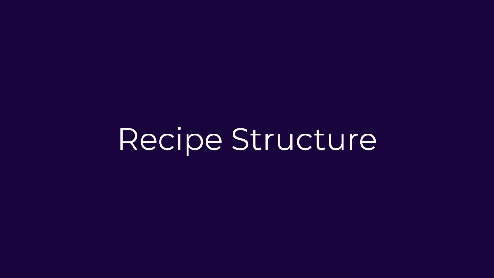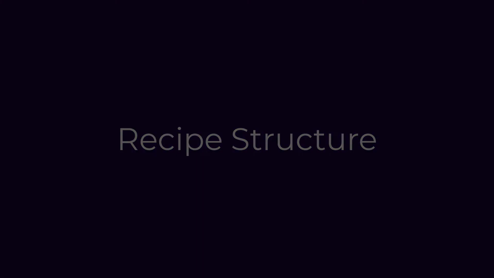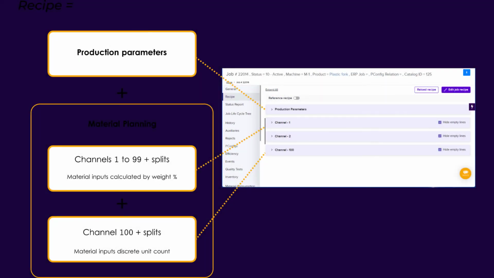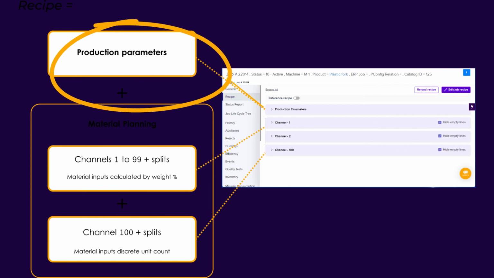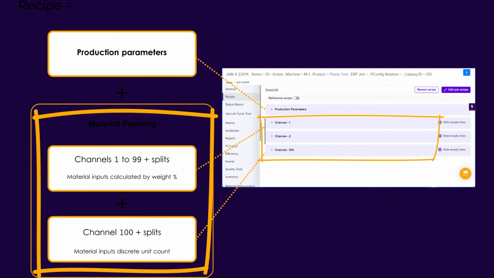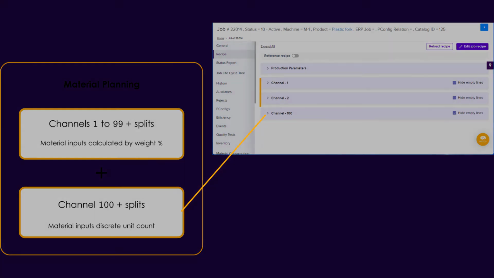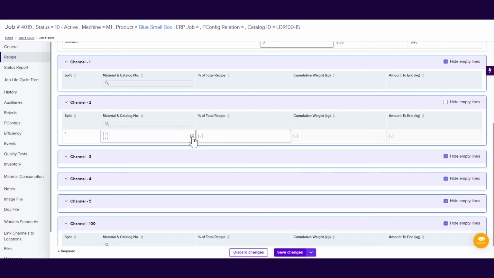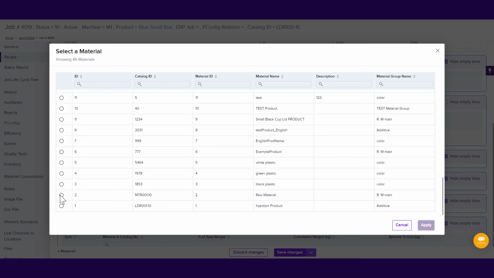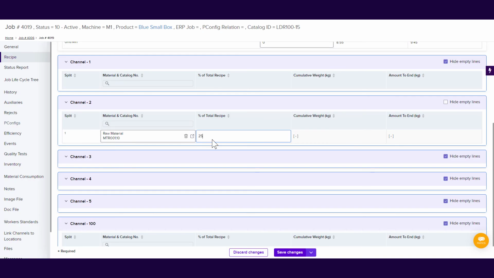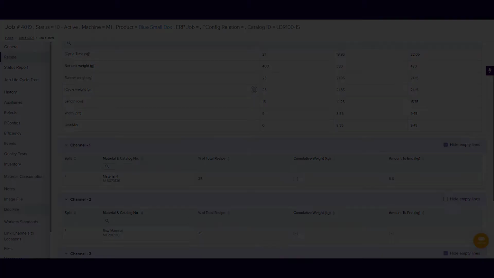For updating the job recipe values, it's recommended you understand the structure and options of the recipe form. It's divided into two main sections, production parameters and material planning. Material planning includes one section with channels reflecting material inputs calculated by weight, and another section with channels that reflect those material inputs that are discrete, countable units. When using recipes that are enabled with batch management and traceability functionality, the recipe has to be continuously updated, otherwise consumption tracking will be incorrect.